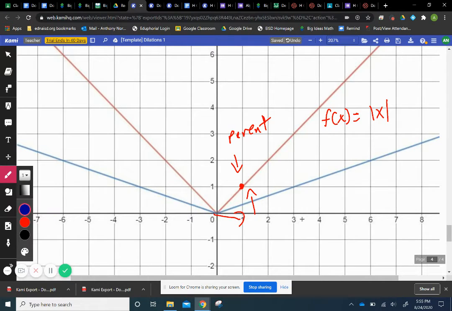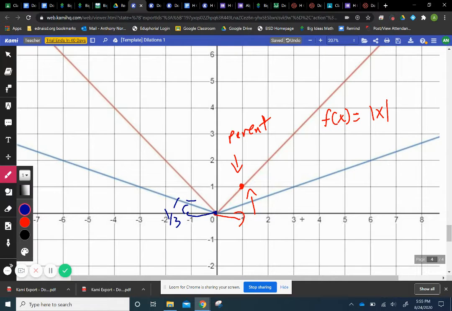So let's look at our not-so-parent function. We're going to start at the tip, and we're going to go over one. How much do we go up? So if this is a half, this is a half, this is under that. So I'm going to call that 1/3.